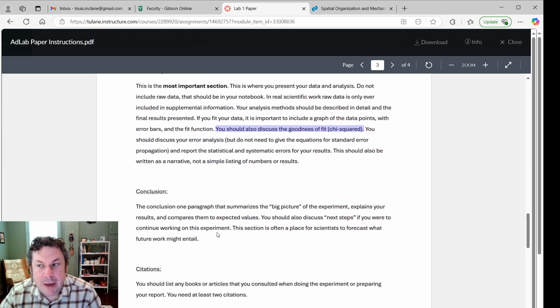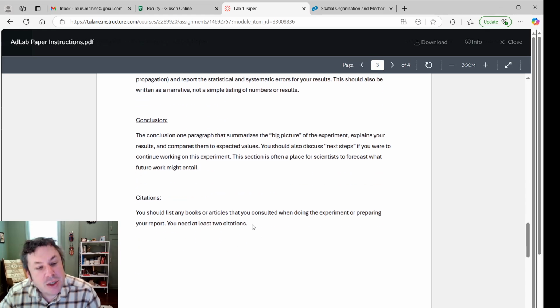And at the very end, I actually think this wasn't in the template I gave you, but at the very end, the conclusion is just a one paragraph that summarizes the big picture of the results of the experiment. Often, conclusions can be a place where you put next steps. What would you do if you had to redo this experiment or you had different equipment? What would be your next steps?